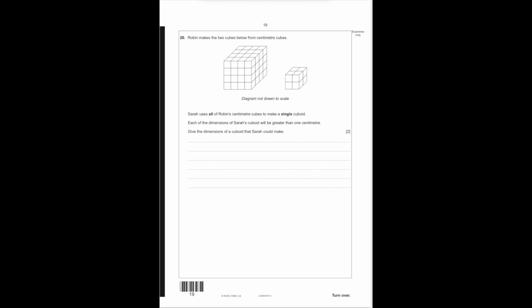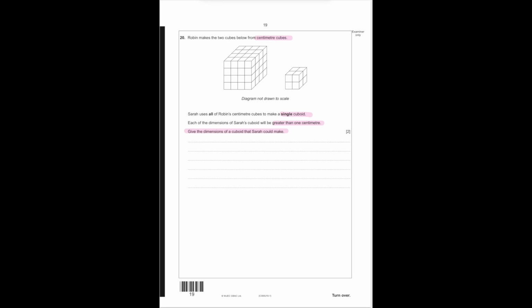Question 20. Robin makes the 2 cubes below from centimetre cubes. So we're working in centimetres. Sarah uses all of Robin's centimetre cubes to make a single cuboid. Each of the dimensions of Sarah's cuboid will be greater than 1 centimetre. Give the dimensions of a cuboid that Sarah could make.